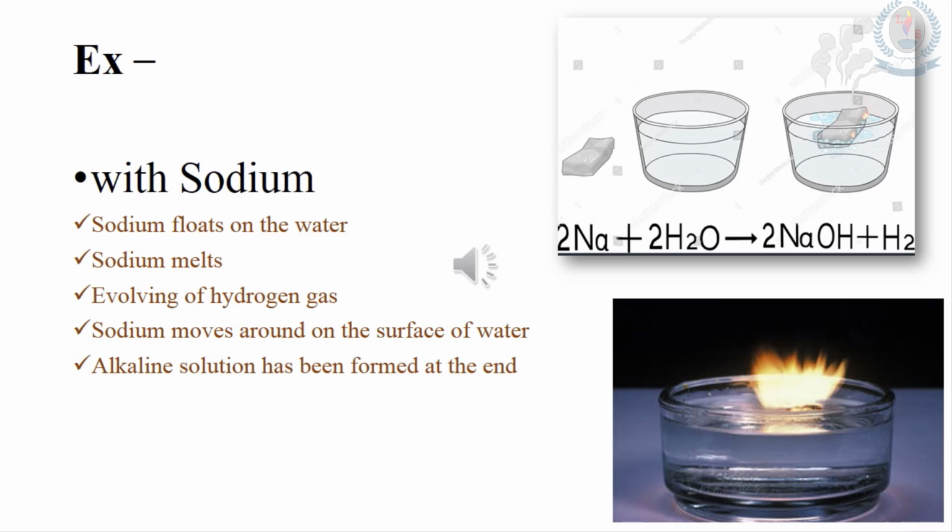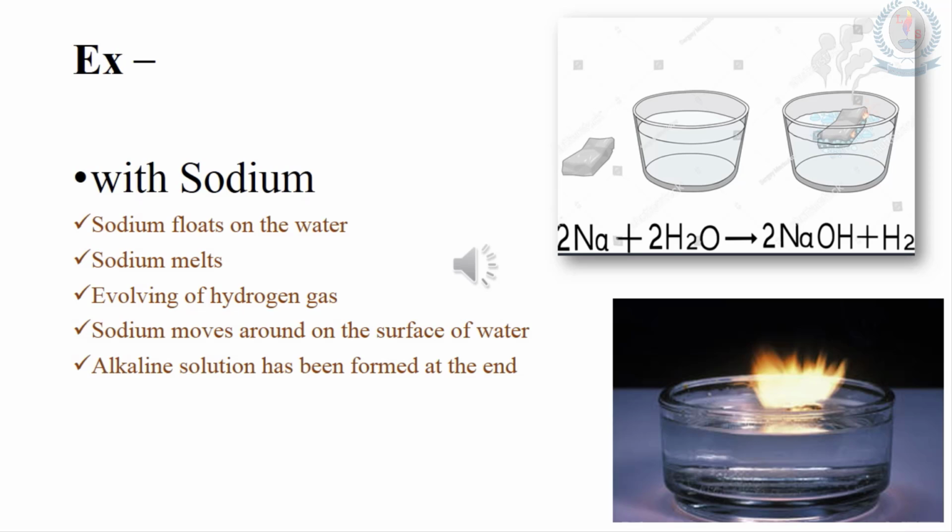For example, if we talk about the reaction of sodium with water, you can see in this equation, sodium reacts with water and gives sodium hydroxide and hydrogen gas. During that reaction, we can see some observations. One thing you can see is that the sodium floats, because sodium's density is lower than the water's density. Therefore, it always floats on the water.